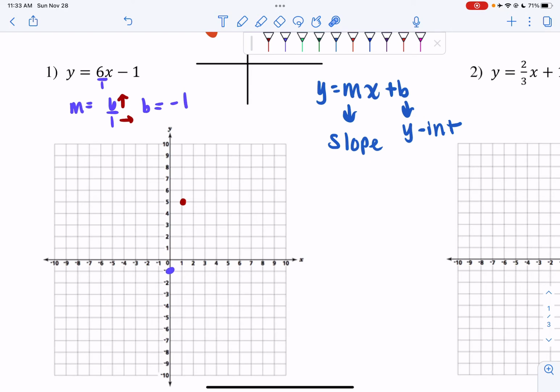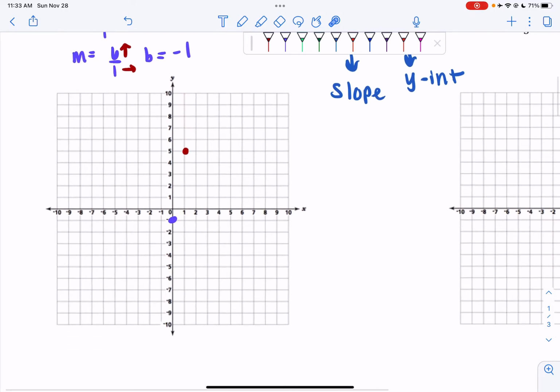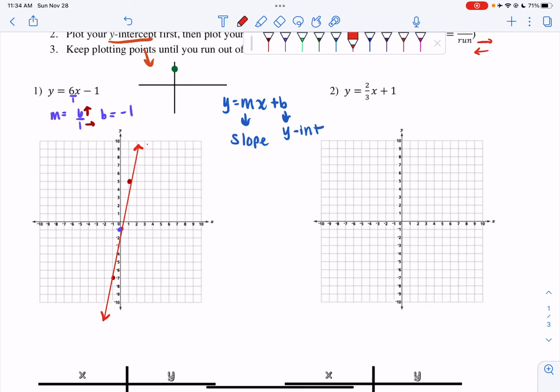Now I'm going to go up 6, 1, 2, 3, 4, 5, and that's 6. I end up off my graph, so I'm not going to plot a point up there. So I'm going to go back to my y-intercept, and instead of going up 6 and right 1, I'm going to go down 6 and left 1. 1, 2, 3, 4, 5, 6, 1. And I plot a point at negative 1, negative 7. And now I draw a line going through my points. And that's your answer. Y equals 6x minus 1.